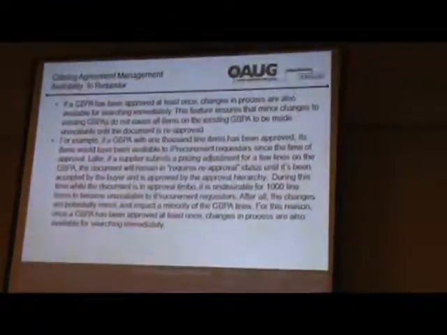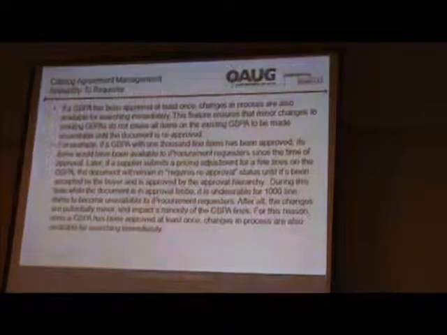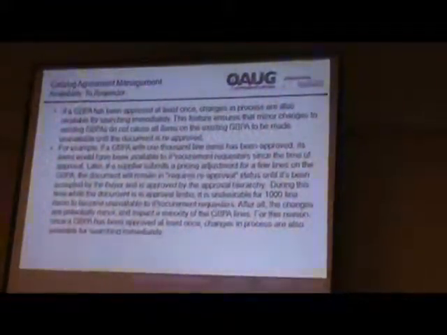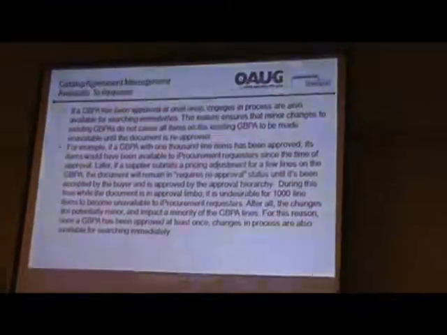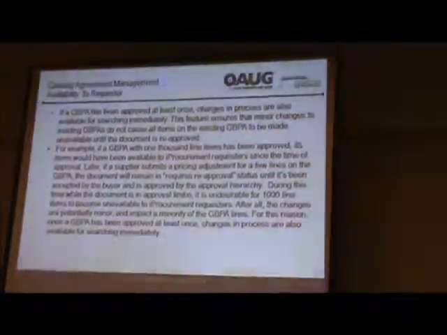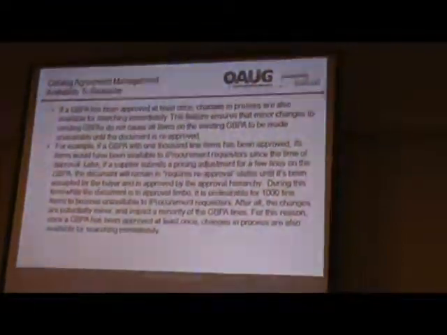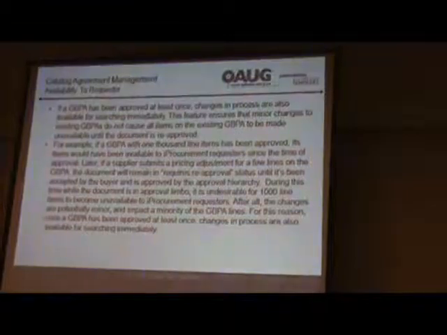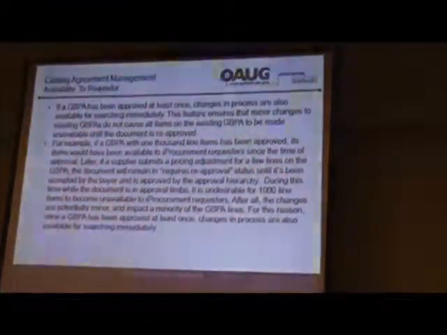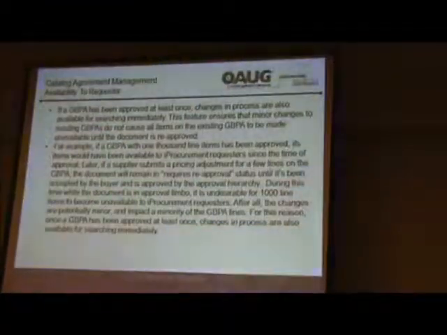Okay. So how Oracle does it is that if you have changes to specific lines, those will not be available until they get reapproved, but other items will always be there. So what that means is that whatever is in process, those blanket agreements will be available as well in iProcurement.